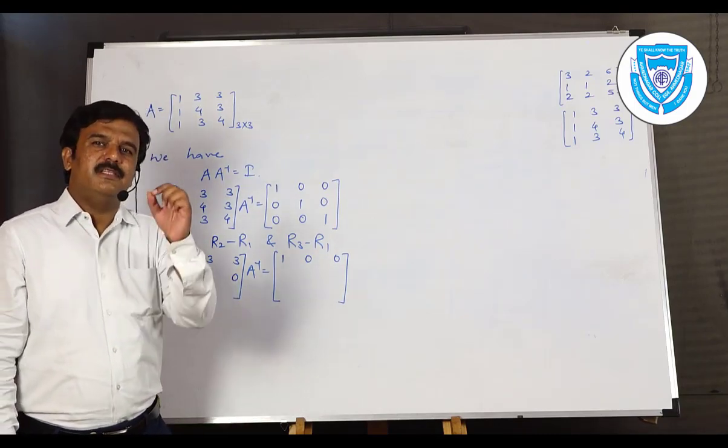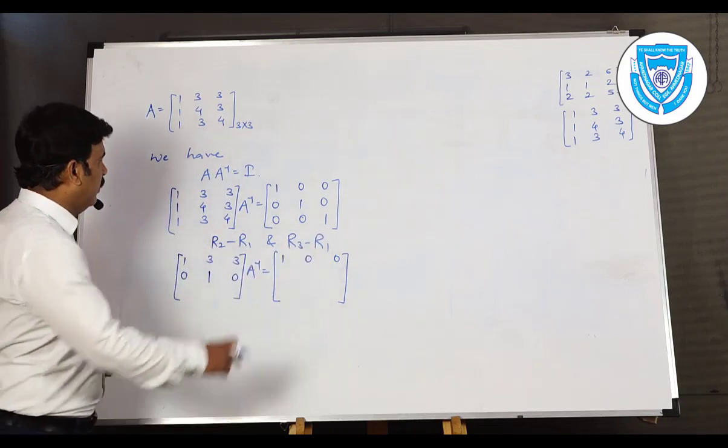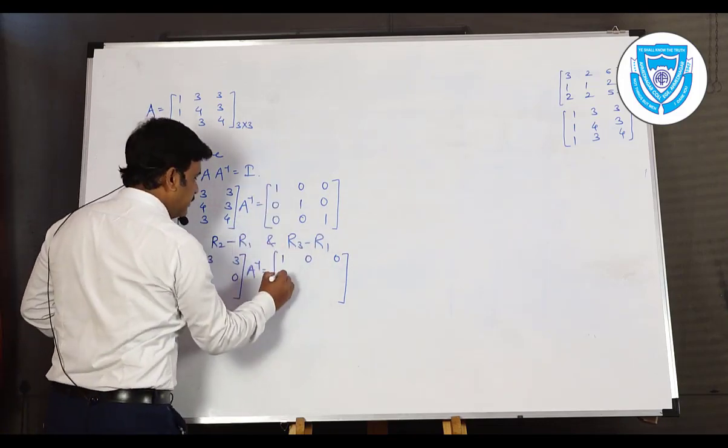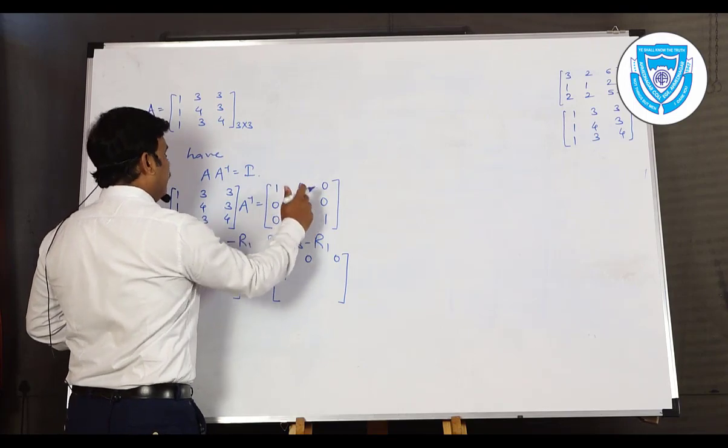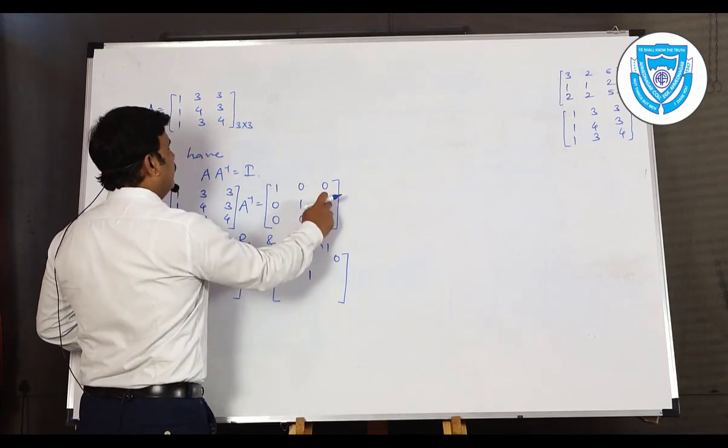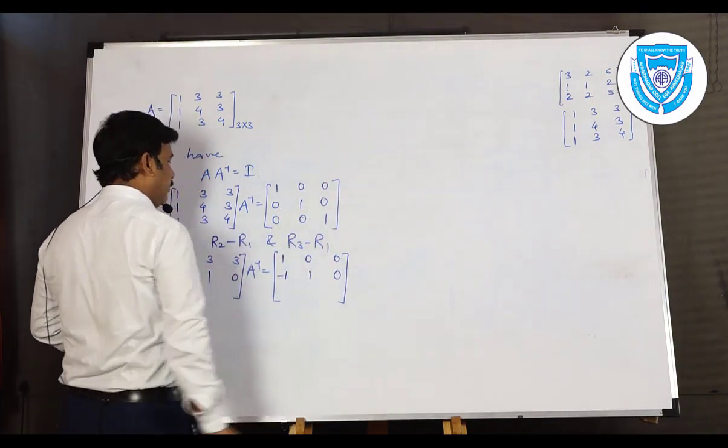Let us perform the same operation at the right hand side now. 0 minus 1, that is minus 1. 1 minus 0 is 1. And 0 minus 0 is 0.